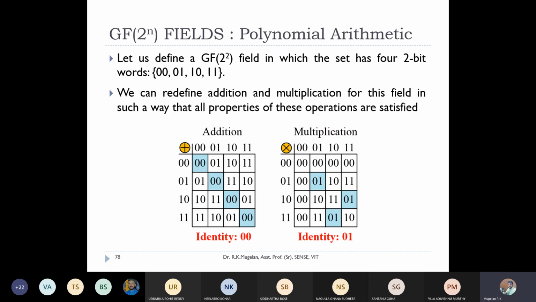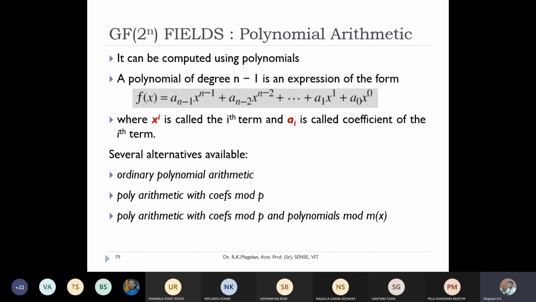So if we move into this polynomial arithmetic, yesterday we just saw Galois field of 2 power 2. We have 4 elements totally, and each element is made up of 2 bits. Right, and you can see only zeros and ones alone will be present in all the bits. So to understand this one, we have to go into polynomial arithmetic.